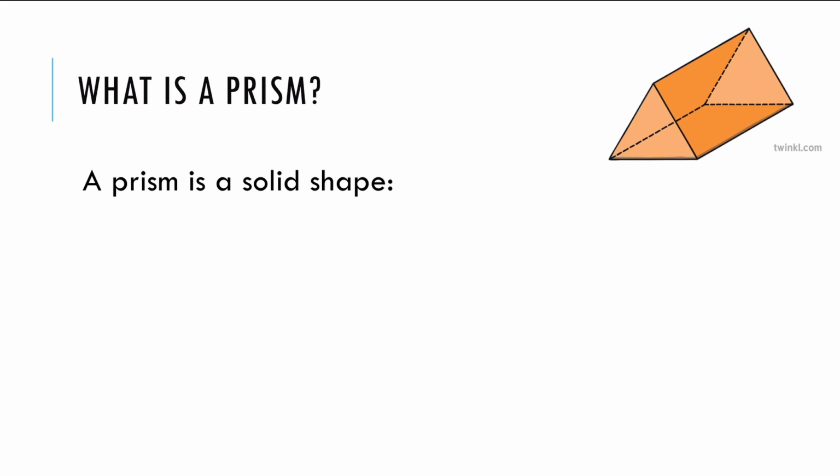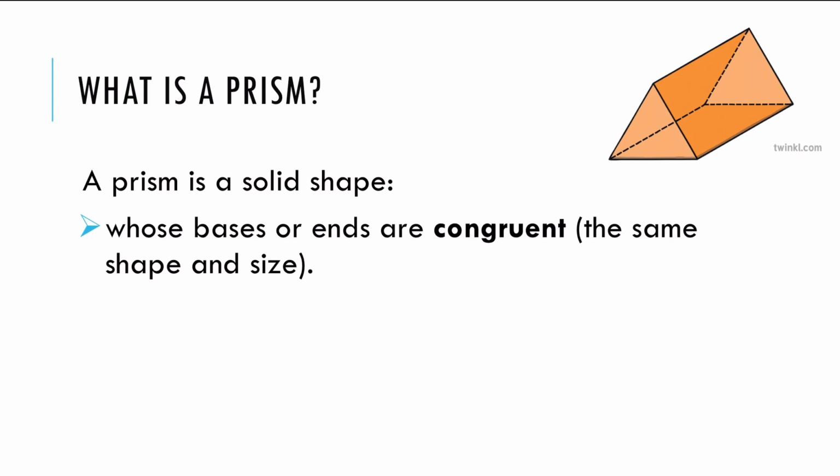So a prism has got to satisfy the following conditions. Its bases or ends are congruent, and congruent means the same shape and size. So for example, in this triangular prism, the triangle at the front is the exact same as the triangle at the back. So we say that the base shape of this prism is a triangle.